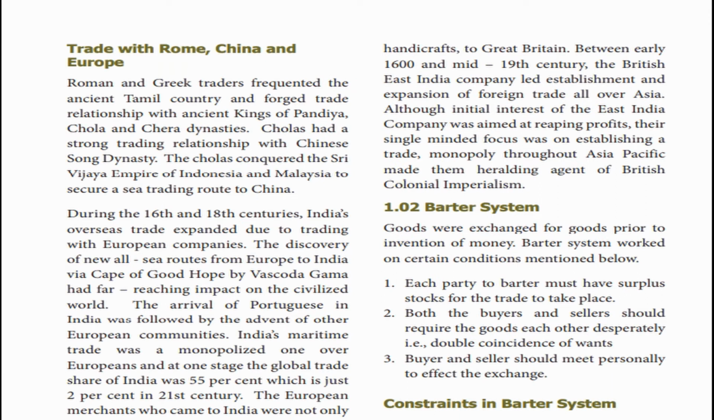Next one is trade with Rome, China, and Europe. Roman and Greek traders frequented the ancient Tamil country and forged trade relationships with the ancient kings of the Pandya, Chola, and Chera dynasties. அவங்க ஒரு போலியான relationship வச்சிருந்தாங்க. They had a plan to capture these empires.